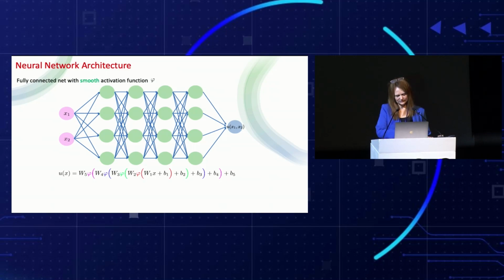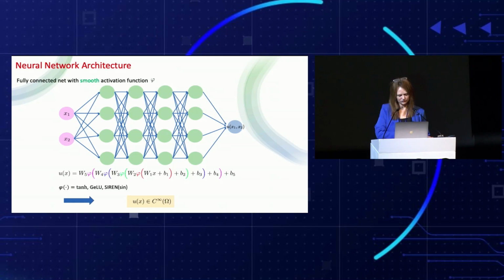So this is an explicit representation of the neural network. If we take a smooth activation function, for example, SIREN, GELU, hyperbolic tangent, and so on, we can see by the construction of this network that U is infinitely continuous. This is very, very important. Okay, so this is the architecture.